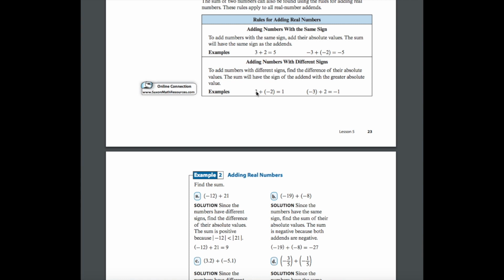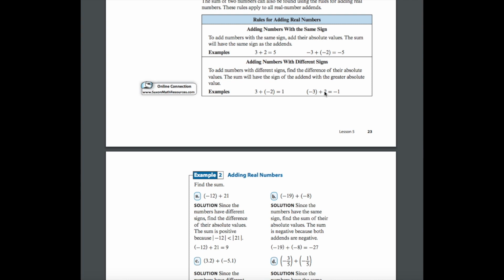We got different signs, so we are going to find the difference. My little phrase for this one is different, difference, subtract, because the term difference actually means to subtract those two values. So I would have positive 3 plus negative 2. Now I'm going to change those into absolute values. It would be the absolute value of 3 and the absolute value of 2, but instead of adding those, I'm finding the difference. I'm subtracting. So what's 3 minus 2? 3 minus 2 is 1. Look how that works out.